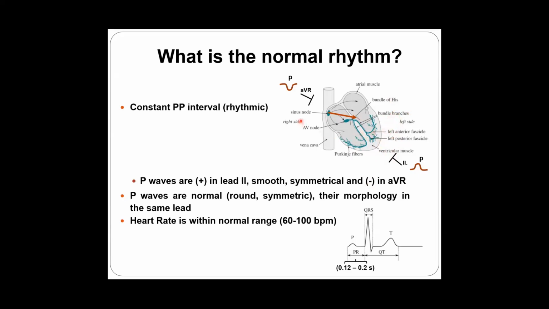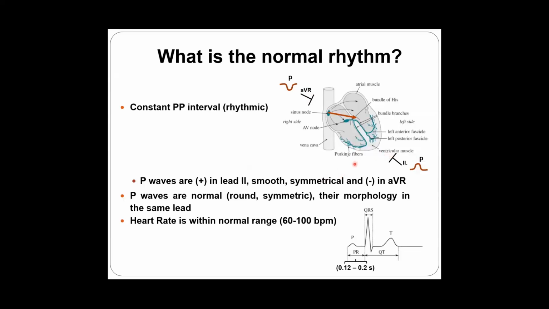So by saying this, we have a rhythmically coming P wave, and the shape of the P wave should be normal. It means it's round and symmetric. It looks the same in every beat, if you follow the P wave in each lead, looking at lead number 1, lead number 2 or 3, the P wave should be identical. And very similarly, in AVR the P is negative and in lead number 2 the P should be positive.